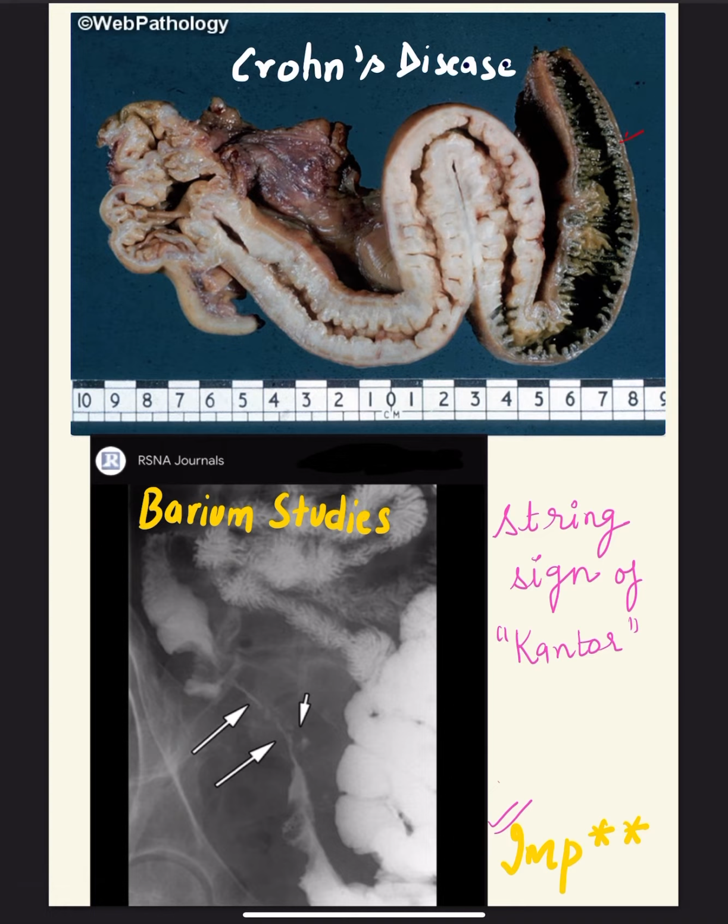Again, this is a gross specimen of a bowel. This part is the normal intestine, and these are the normal mucosal folds. We can see it is also bile stained, and here you can see the wall abruptly thickened. Because of the increased thickness, the lumen is narrowed, and this is stricture formation. In all these parts, the lumen is narrowed, and when we do barium studies, it will be seen as the string sign of Kantor.